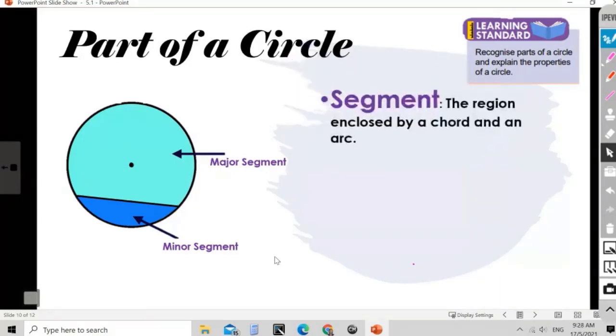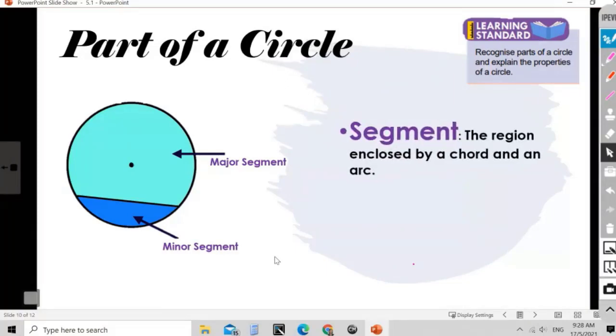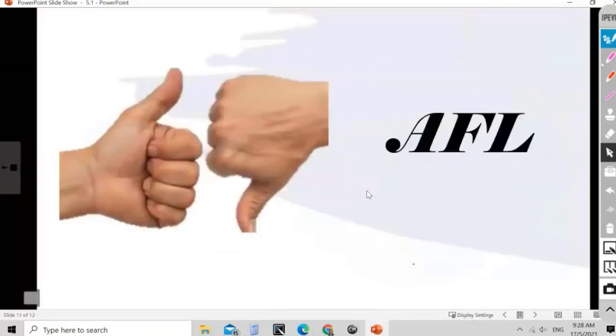Okay, so a segment is the region enclosed by the chord and the arc. Just now, the sector is enclosed by the two radii and an arc. But this one is a chord and an arc. Okay, this is simple. So it is only part of the circle.